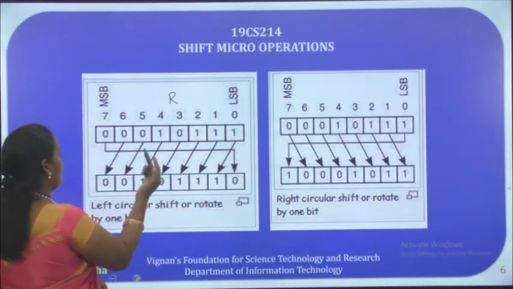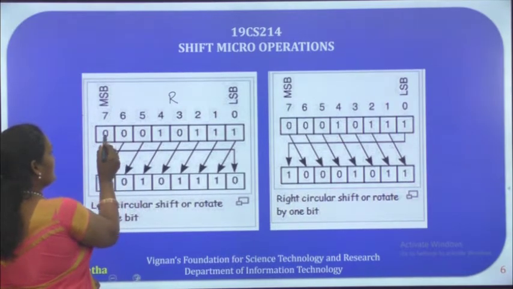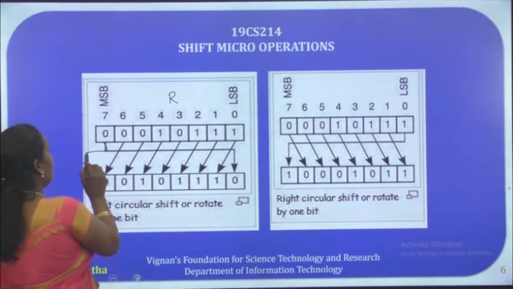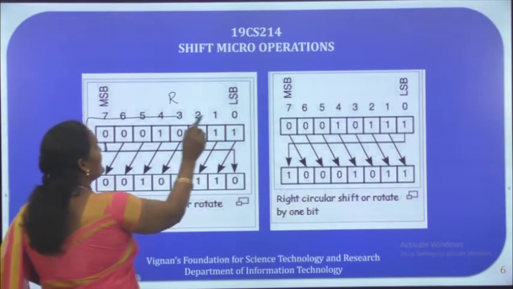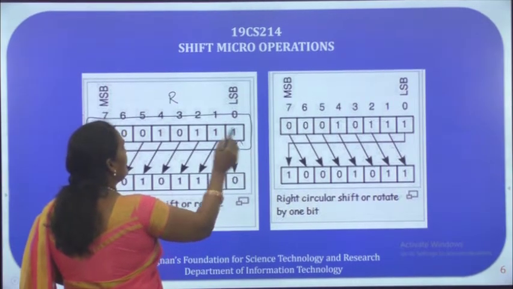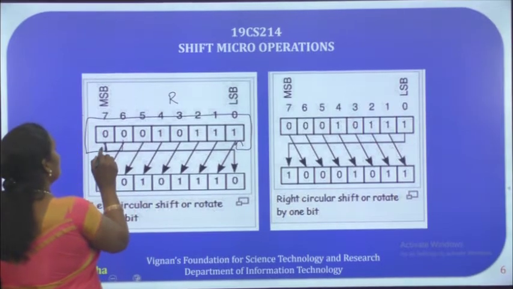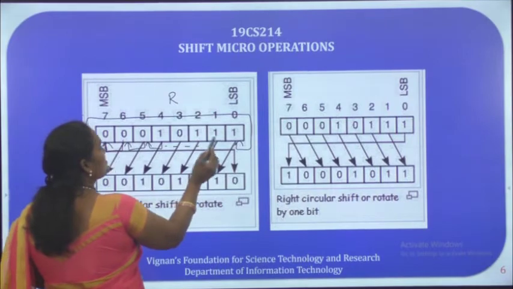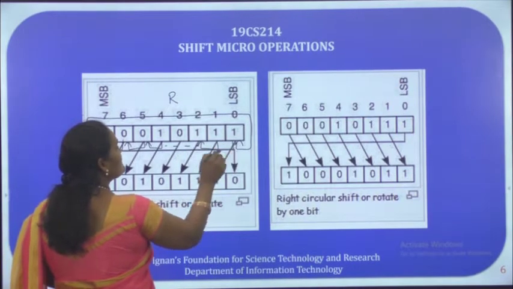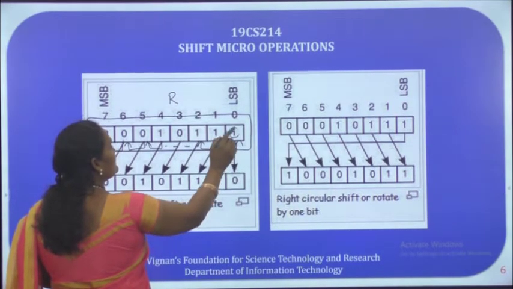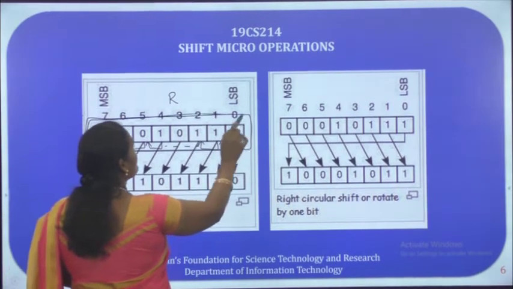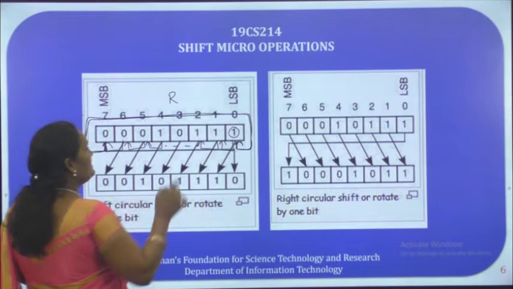So if you want to implement left shift, this bit comes out and this bit comes to the place, this one, and this bit moves to here, this bit moves to here, this bit moves to here, and so on. This bit moves to here, this bit moves to here. So here this place is empty. So to this empty place, the value which is present in the most significant position comes.